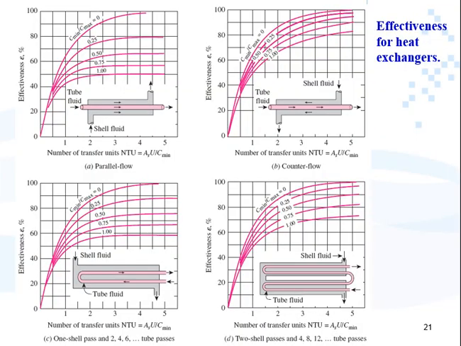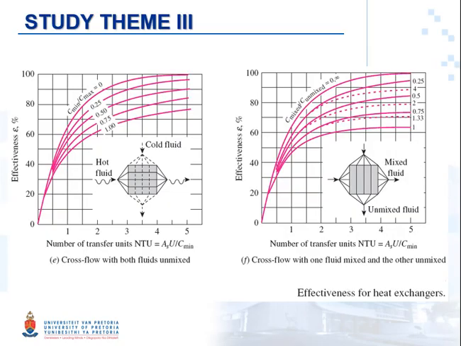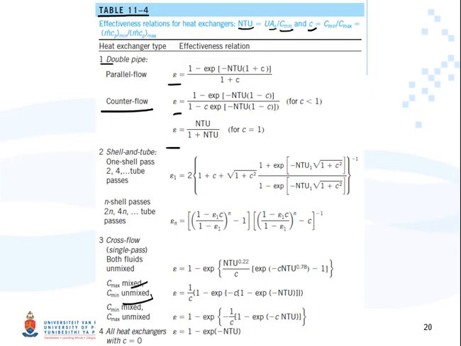You can also use those figures. For example, here you see it's a double pipe parallel flow. The number of transfer units is 1, 2, 3, 4, 5, and after that this is the heat capacity ratio, Cmin divided by Cmax. It's 0, 0.25, 0.5, 0.75, and 1. And also for mixed, unmixed, different situations that we talked about here in this table.